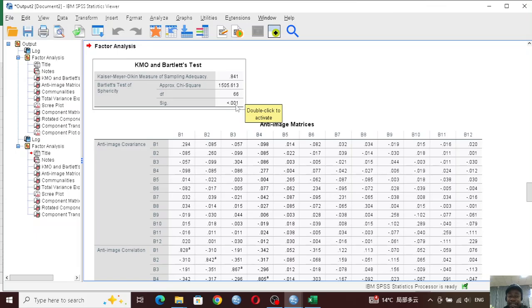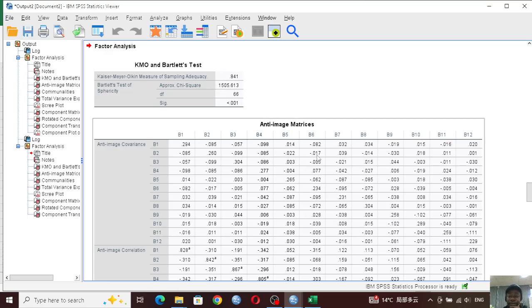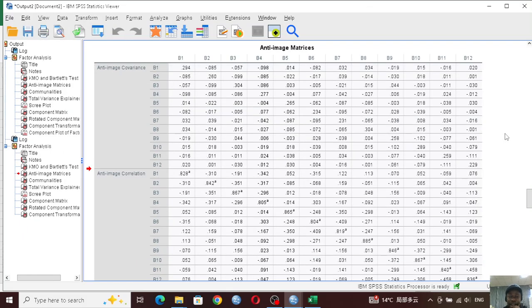0.001, of course, is less than 0.05, which means that it is significant, and then we can proceed with the factor analysis. Now the anti-image matrix here is just trying to check if each and every one of the variables is related enough to the group. That is what it means.